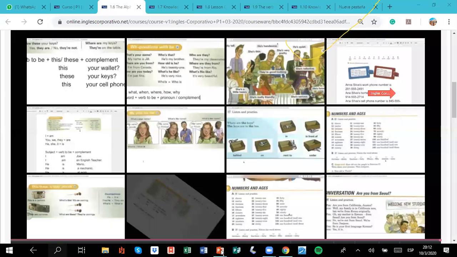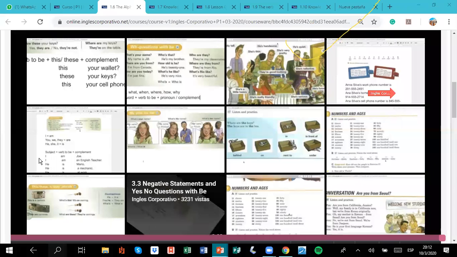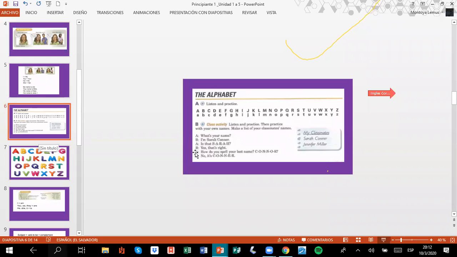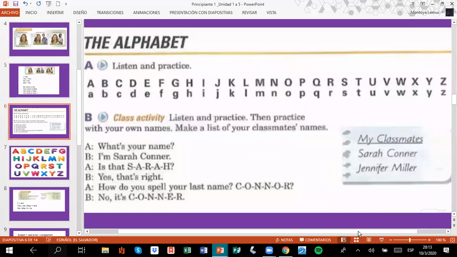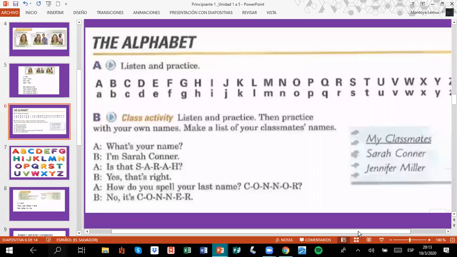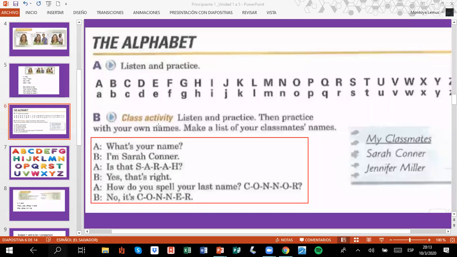Now let's practice the conversation. Okay, let me erase this and enlarge. I want to practice this conversation. Listen, I'm going to read this conversation, so please pay attention and then we're going to practice it.